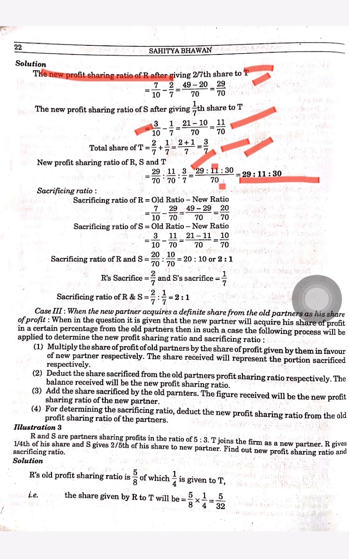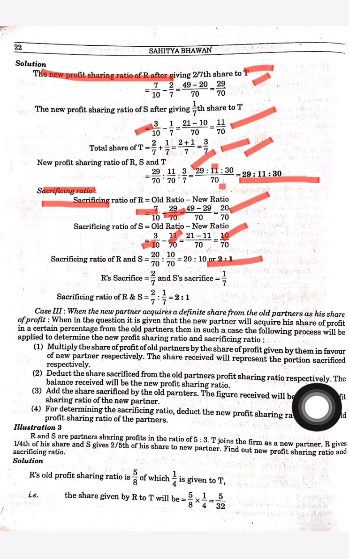Now that we have the new profit sharing ratio, we have to get the sacrificing ratio. For getting the sacrificing ratio, old ratio minus new ratio. So old ratio of R was 7 by 10, new was 29 by 70, take the LCM, and the sacrificing ratio will be 20 upon 70. Sacrificing ratio of S, old minus new, take the LCM, and it is 10 by 70. The 70 will be cancelled, so it will be 2:1. So this is it.